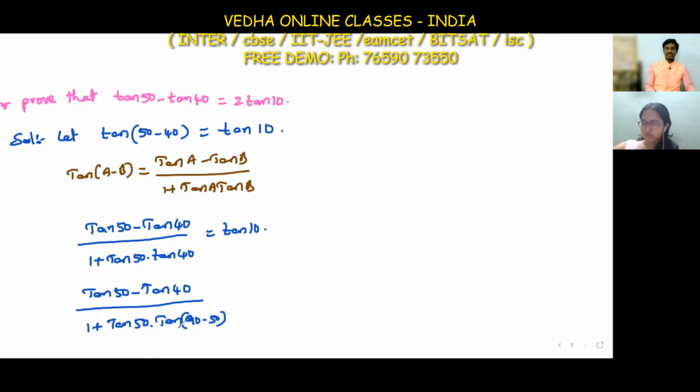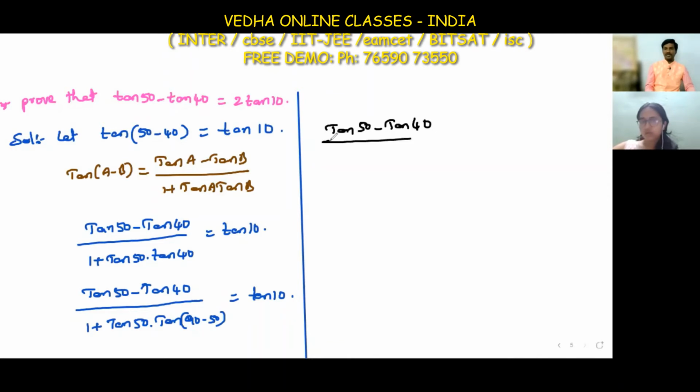90 minus 50 is 40 itself. So tan 10 degrees stays as it is on the right side. The next step: tan 50 minus tan 40 divided by 1 plus tan 50, writing as it is, and tan of 90 minus theta.